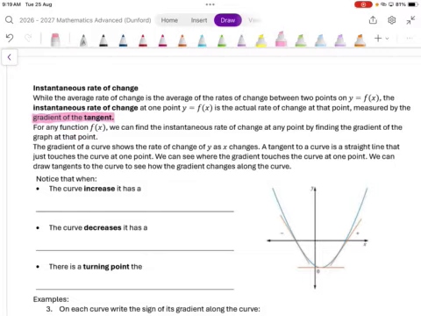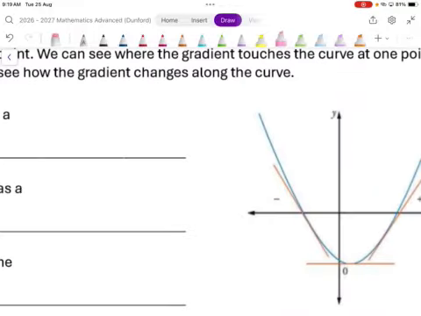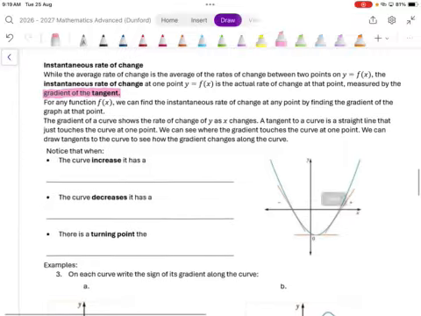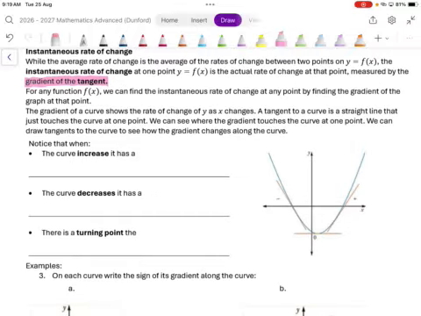So for any function f of x, we can find the instantaneous rate at a point by finding the gradient of the graph at that singular point. So the gradient of a curve shows the rate of change of y as x changes. A tangent to a curve is a straight line that just touches the curve at 1 point. So we can see that on this graph here. Our tangent just touches at 1 point, and we can draw lots of little tangents along our curve.